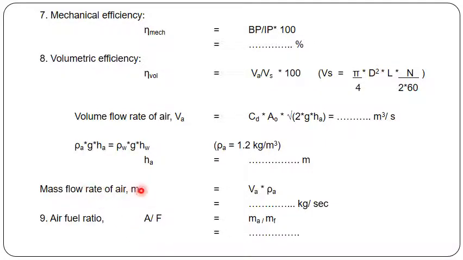You can also calculate mass flow rate of air, which is volume flow rate into density, and that can be in kg per second. And finally you can calculate air fuel ratio, which is mass of air by mass of fuel. See to it that both the units are same, and you get the value of air fuel ratio.